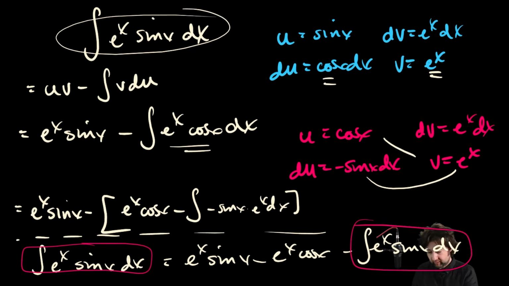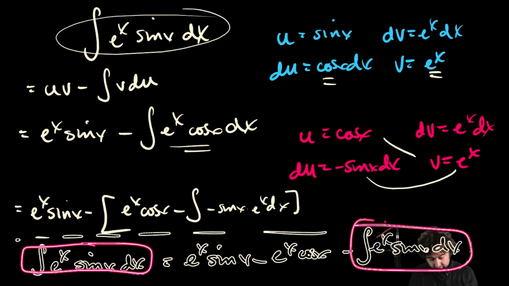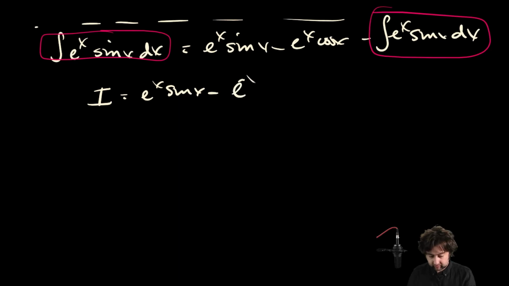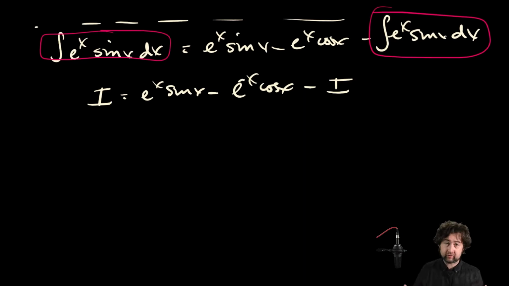Some people have an easier time conceptualizing this if they replace the integral that they're looking for with an I. If you replace the integrals with I's, what you're going to get is I is equal to e to the x sine x minus e to the x cosine of x minus I. After all, I is just some unknown variable, right? It's the integral I'm solving for, and that integral is equal to some function, presumably. So let's find out the function it's equal to.